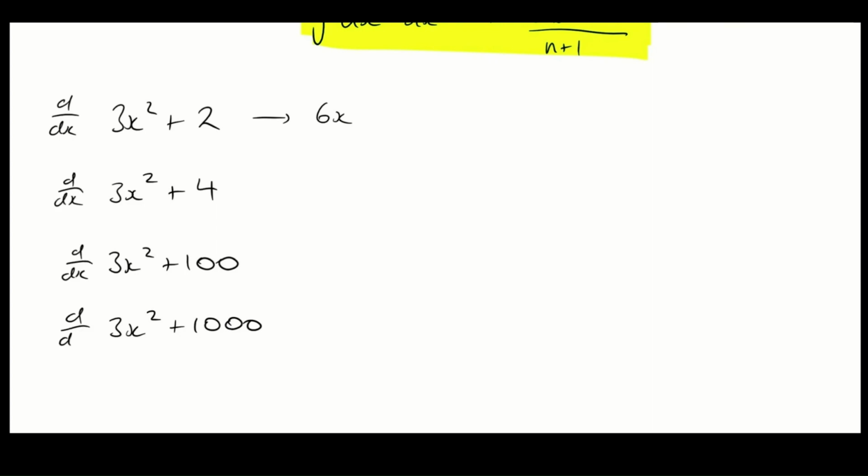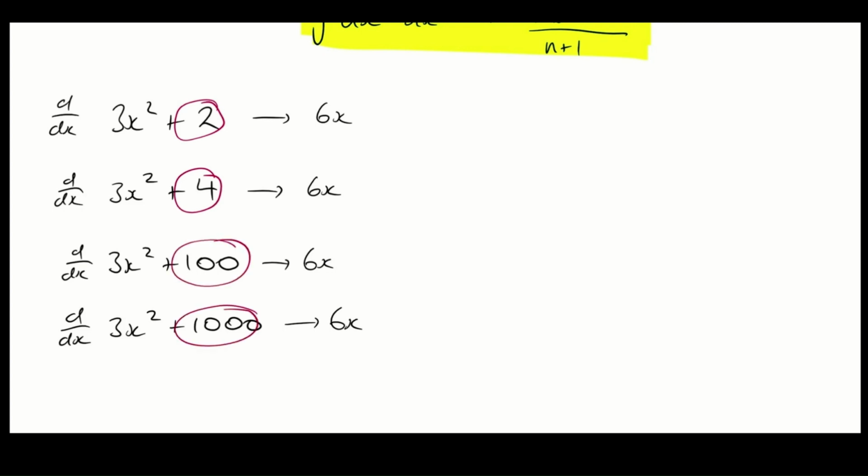The derivative of 3x squared plus 2 is 6x. And 3x squared plus 4 also ends up as 6x. The derivative of 3x squared plus 100 gives us 6x, and the derivative of 3x squared plus 1,000 also gives us 6x. That's because for all of these constant terms, when we take the derivative of them, you end up with 0.